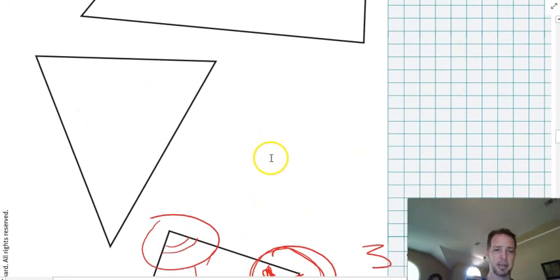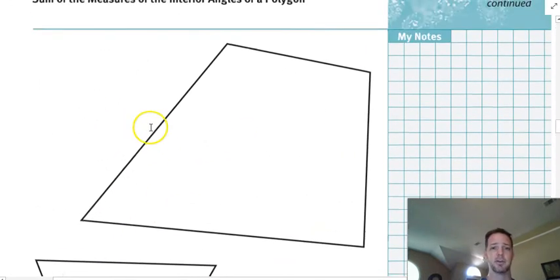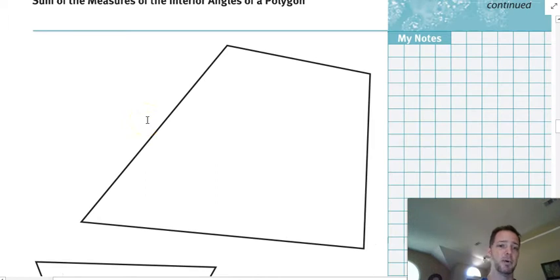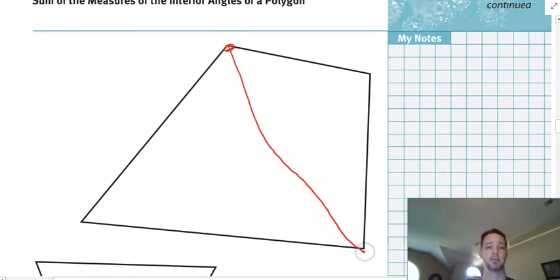Does that work for other shapes? Yeah, triangle. There's already a triangle that's 180 degrees. What about this one? Well, you pick one vertex here and you draw a diagonal until you're done with triangles. And you can do them all from one vertex.